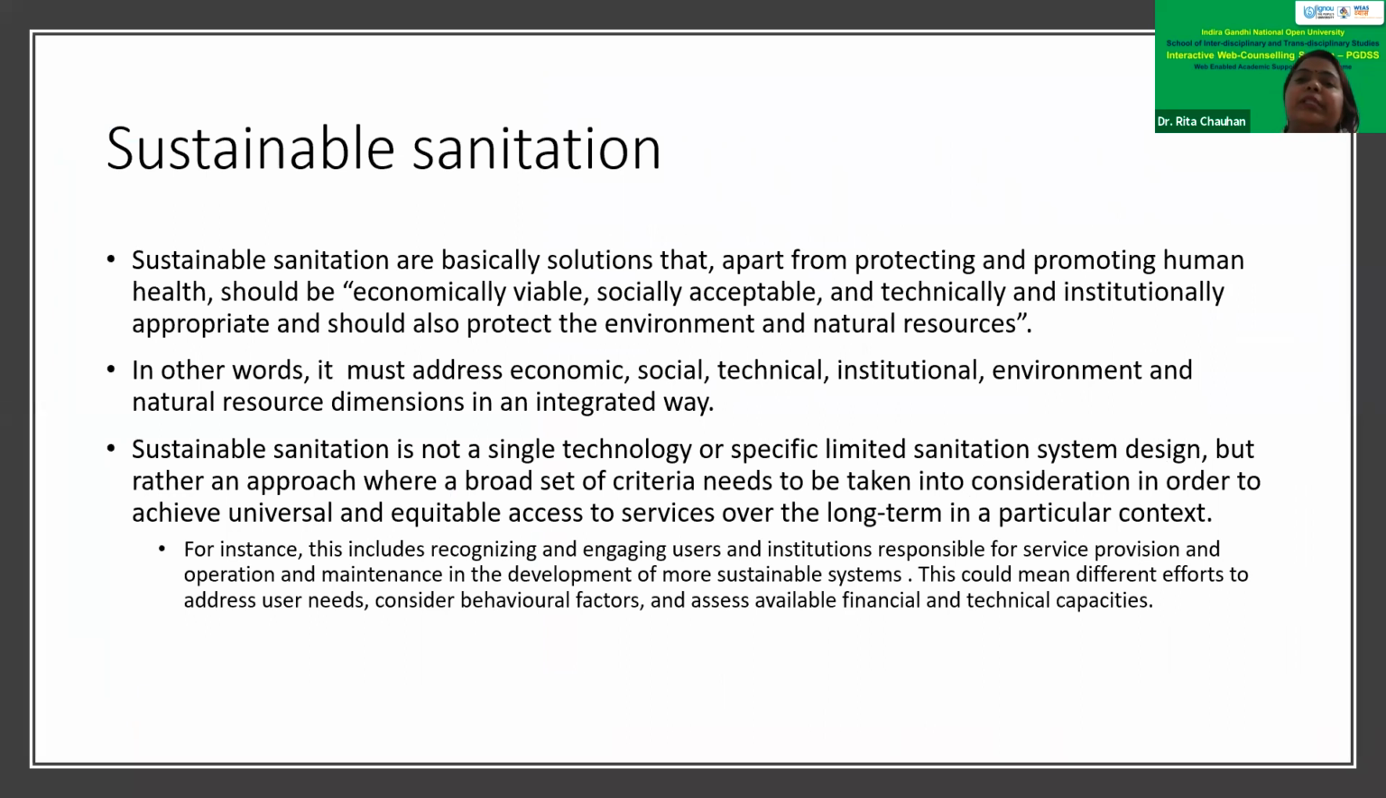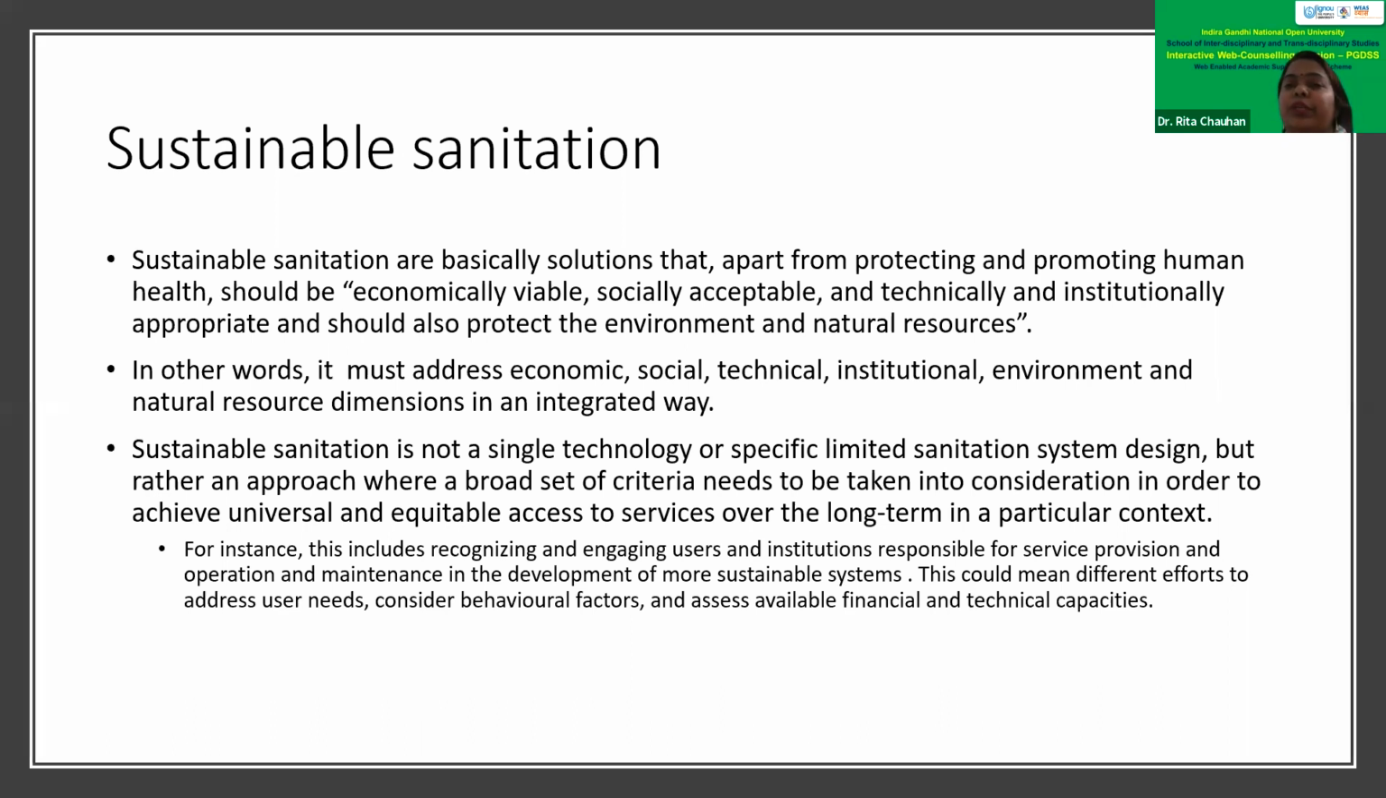Let us look into what sustainable sanitation is and how we can achieve it. Sustainable sanitation offers basic solutions that, apart from protecting and promoting human health, should cover the three pillars of sustainability. That is, it should be economically viable, socially acceptable, technologically and institutionally appropriate, and also protect our environment and natural resources. In other words, sustainable sanitation must address the economic, social, technical, institutional, environment, and natural resource dimensions in an integrated way. Only then can we achieve sustainable sanitation.